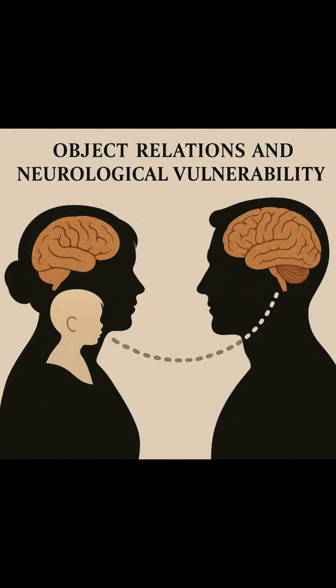Object relations and neurological vulnerability. How internal worlds are built on fragile foundations. The brain's early architecture, particularly the anterior insular cortex and the right hemisphere, develops in response to attuned mirroring, emotional regulation, and caregiver availability. Shore, 1994.